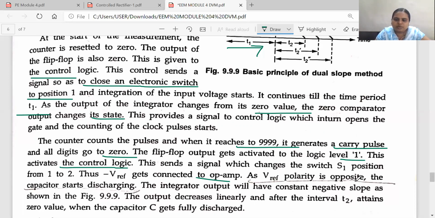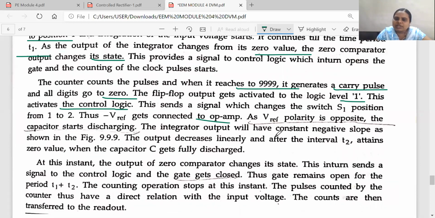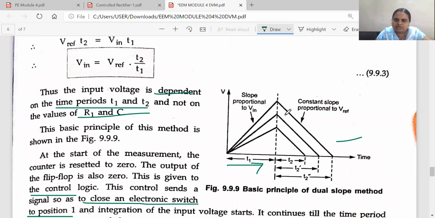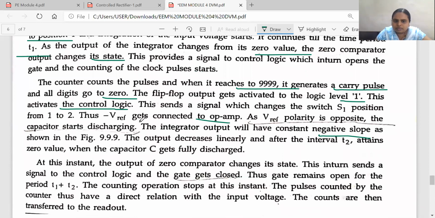As the V reference polarity is opposite, the capacitor starts discharging. The integrator output will have a constant negative slope as shown in the figure. In the discharging part, this constant slope only remains. The output decreases linearly and after the interval T2 attains 0 value when capacitor C gets fully discharged. At this instant, the output of the zero comparator changes its state. This in turn sends the signal to the control logic and the gate gets closed after T2.